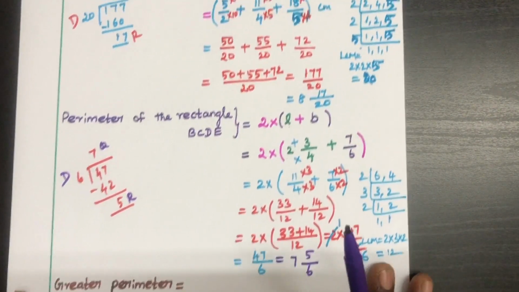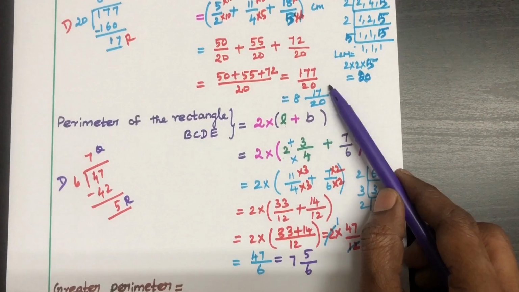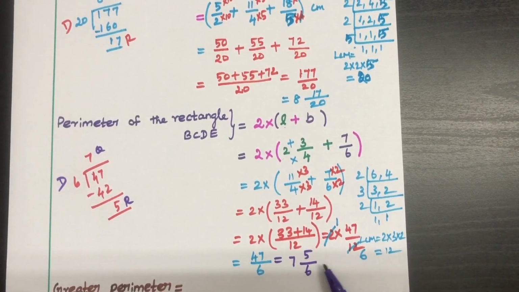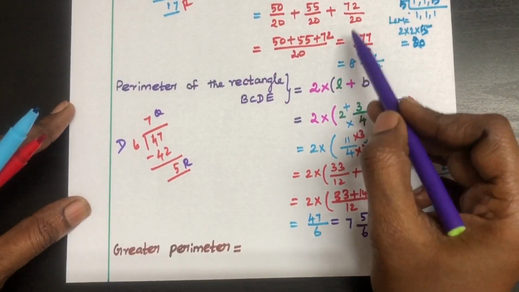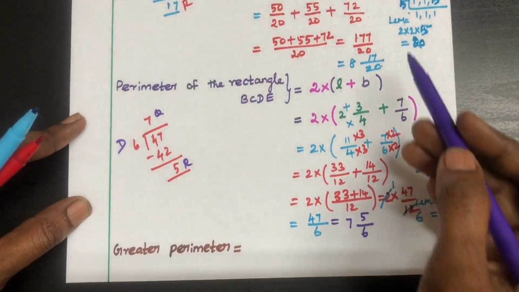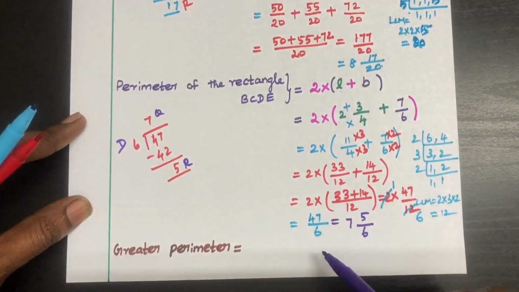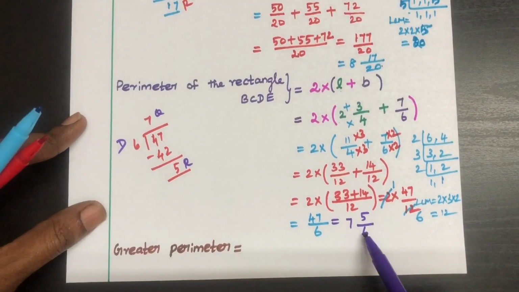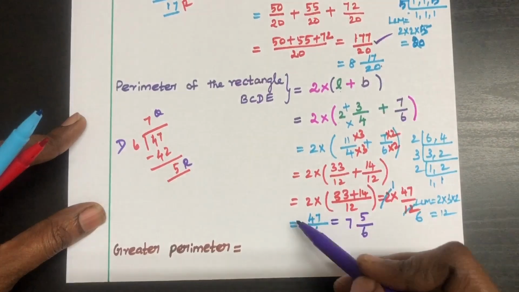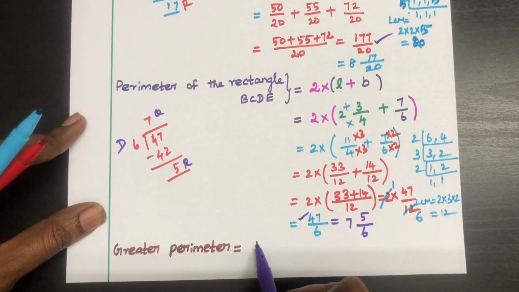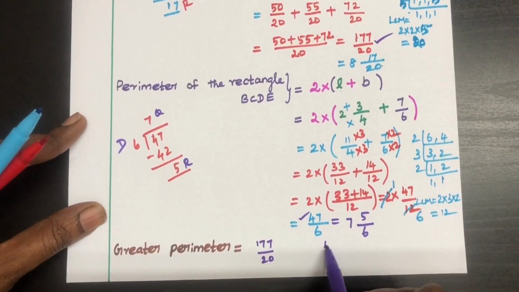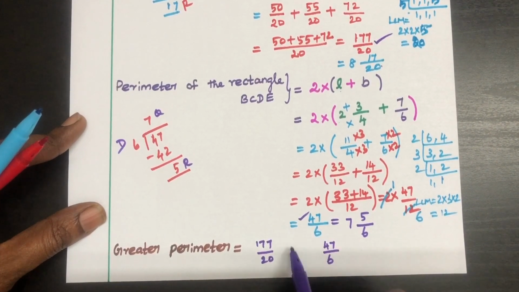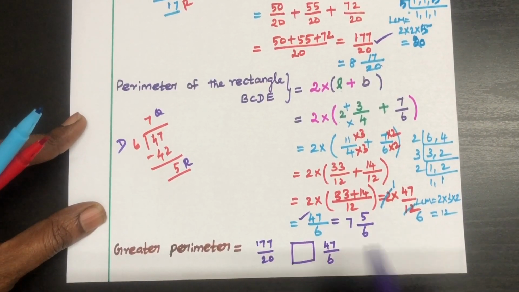Now we are going to compare both the things. From that we are going to find which is greater. For comparison, always take the fractions, improper fraction or proper fraction, whatever it is. Just take the fraction, no need to take the mixed form. So I am going to take these two things. See, 177 by 20 compared with 47 by 6. We are going to compare.